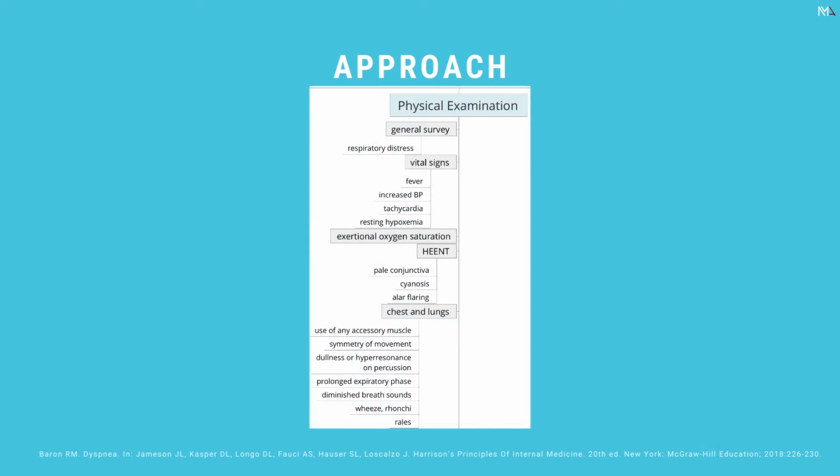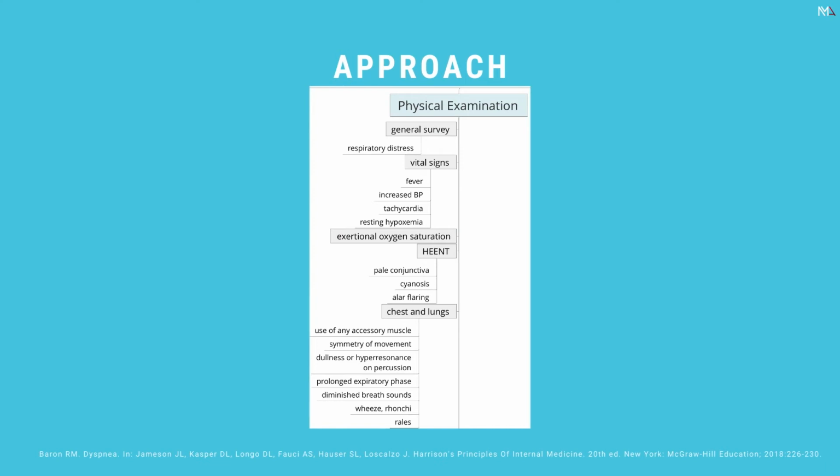On physical examination, the patient must be assessed if he or she is in respiratory distress. Vital signs must also be checked. Fever may suggest an underlying infection or inflammation. Increased blood pressure may suggest heart failure or diastolic dysfunction. Tachycardia may be associated with fever or may suggest cardiac dysfunction.